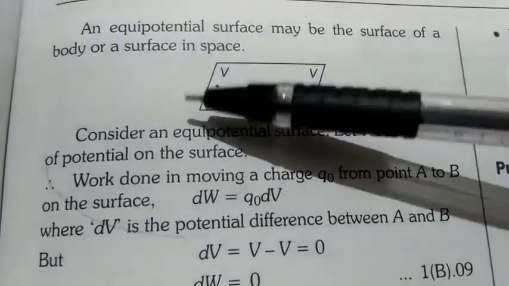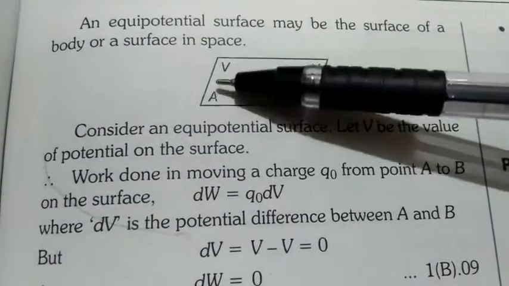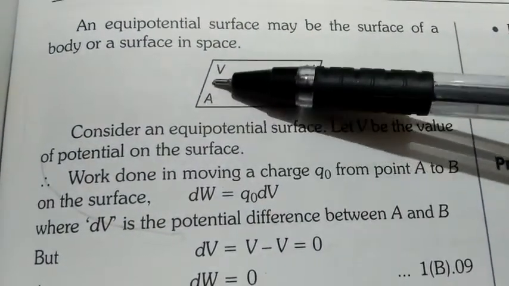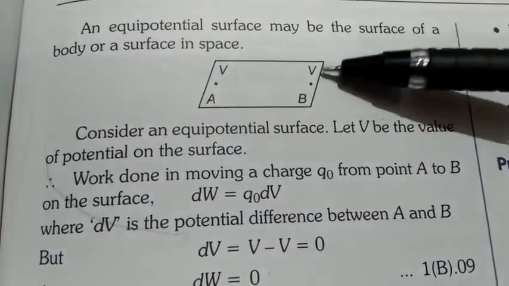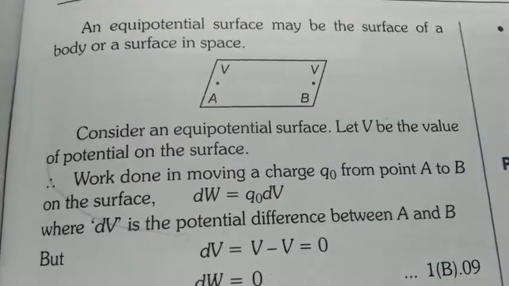Here in front of you, you can see one surface. At this surface, one point A is there, and here point B is there. You can see at both the points the potential is the same, that is V.